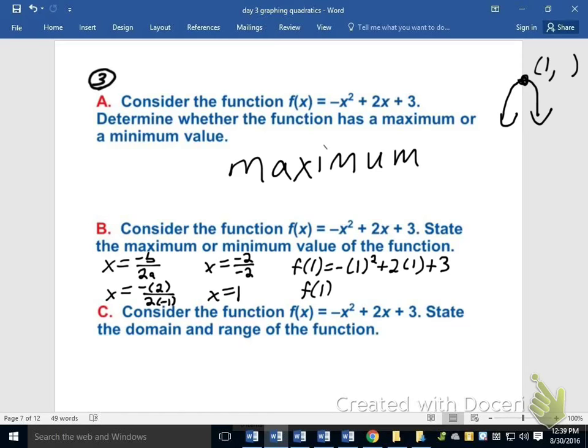F of 1 would equal negative 1 squared plus 2 times 1 plus 3. And that comes out to negative 1 squared is 1. Plus 2 times 1 is 2. Negative 1 plus 2 plus 3 comes out to 4. So for my answer for part B, my maximum value is 4. That's my max value.